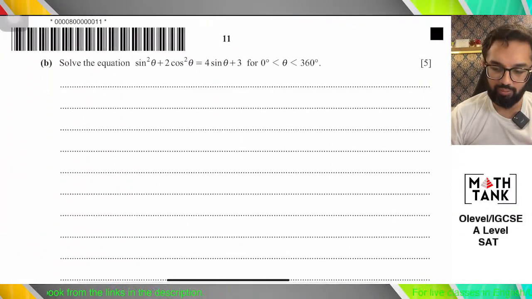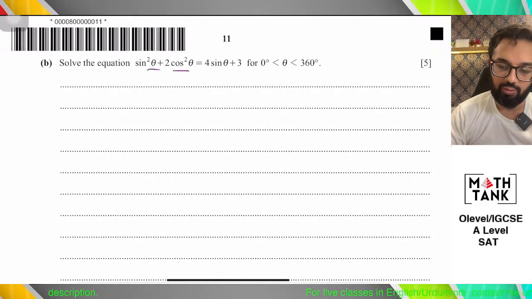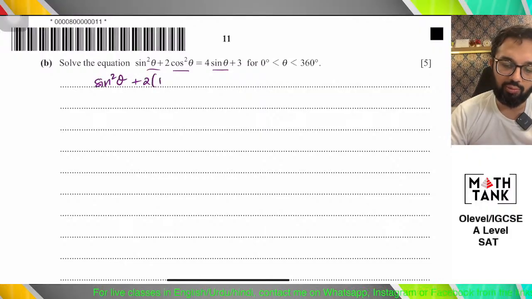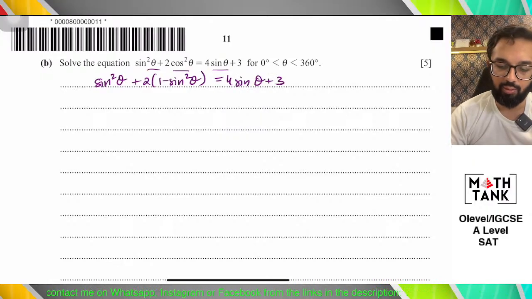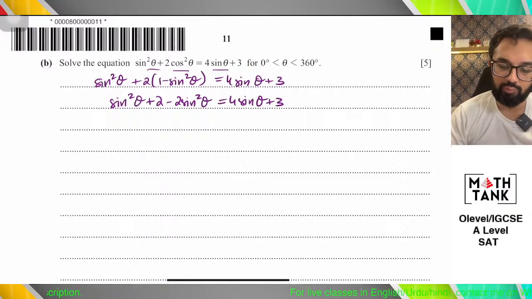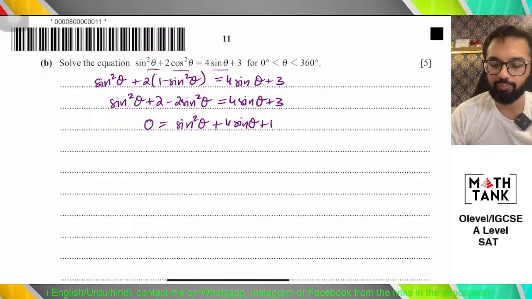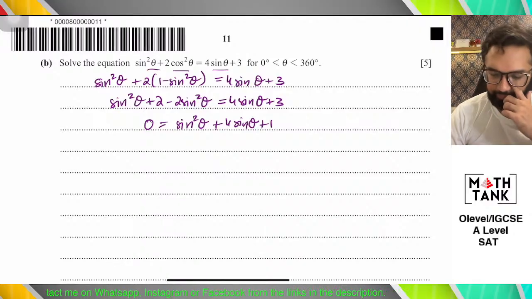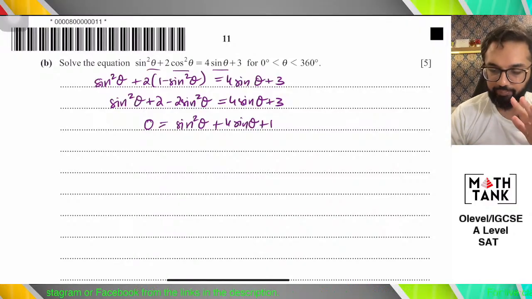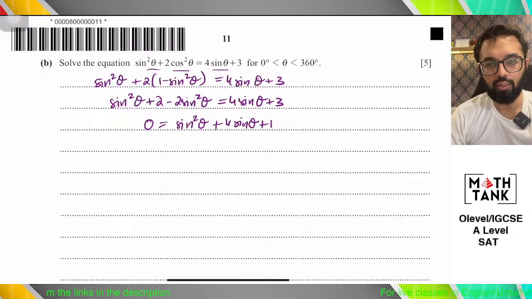Okay, solve the equation. This sine square theta cos square theta equals to this. I need to change this entire equation into sine first, because the other side has a sine as well. Okay, sine square theta plus 1. I'm just seeing if I've done the working correctly. Yeah, I think I've done most of the working correctly.